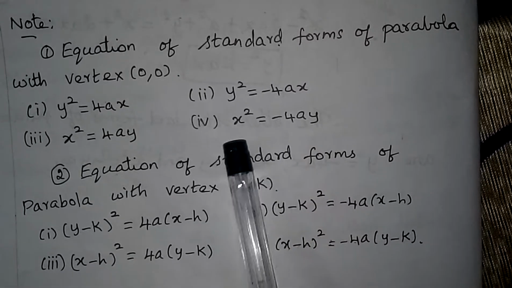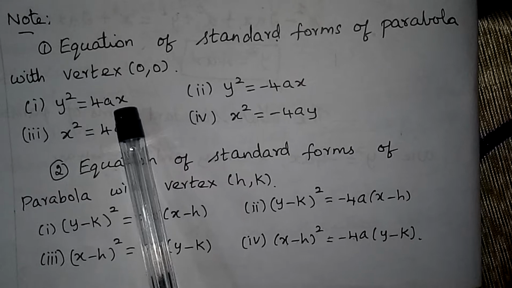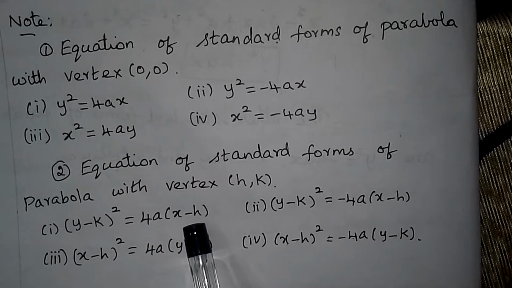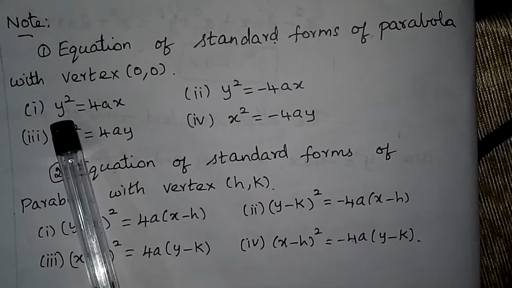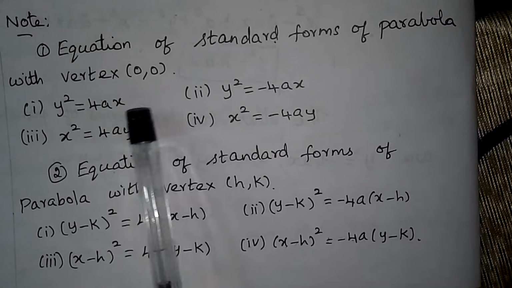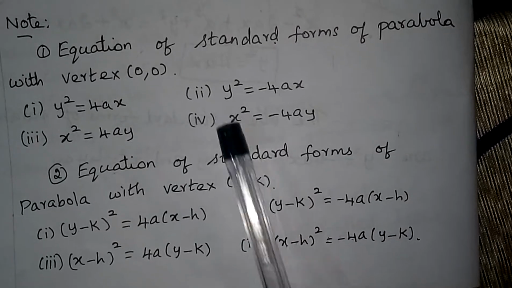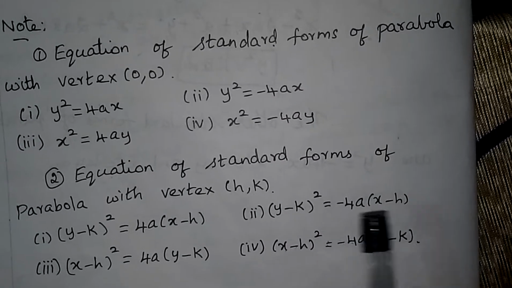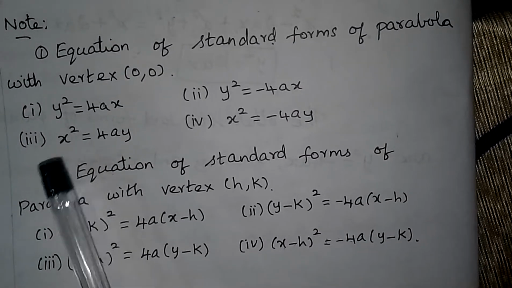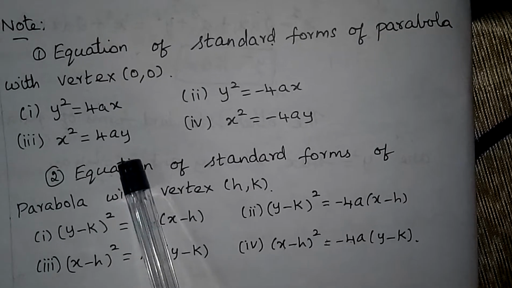Okay, so if the vertex is not the origin, what you have to change is, instead of x you have to put x minus h. Instead of y you have to put y minus k. So what you'll get is (y minus k) the whole square equal to 4a into (x minus h). Here also, in the same way, y minus k the whole square equal to minus 4a into (x minus h). Here replace x by x minus h, so (x minus h) the whole square equal to 4a into (y minus k).